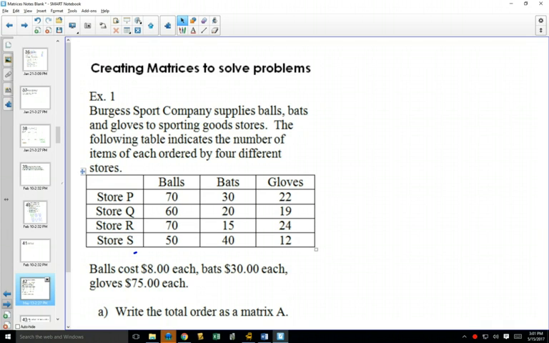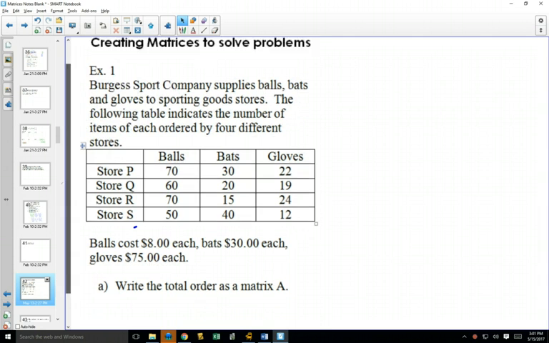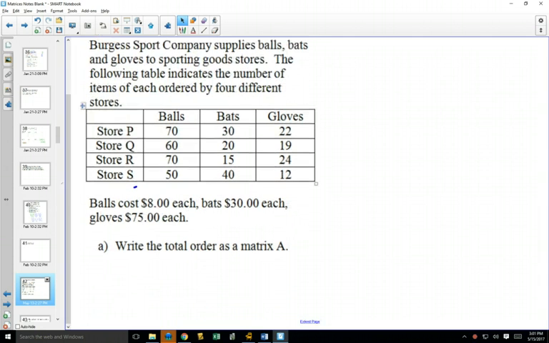So we've got a chart here. Store P is buying 70 balls, 30 bats, 22 gloves, and so on. We also know that balls cost $8 each, bats cost $30 each, and gloves cost $75 each. So what a matrix does is it lets us organize our data. This total order from these 4 different stores, we could write as a matrix.